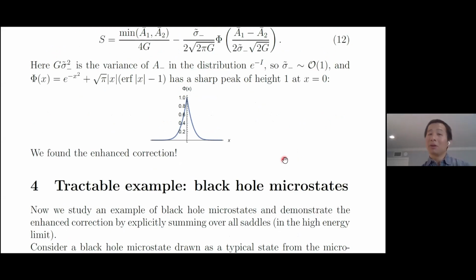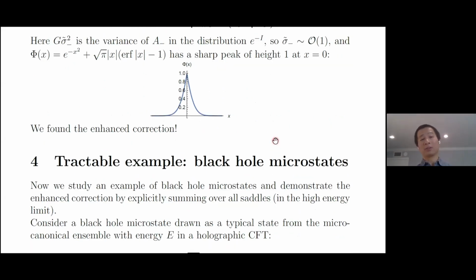Next we will basically justify our dropping all the subdominant fixed area saddles by looking at a very tractable example, and because of that we can see the enhanced correction explicitly. Essentially, we're going to sum over all the saddles in the high energy limit and see the sum is actually not so different from the subdominant fixed area saddle.